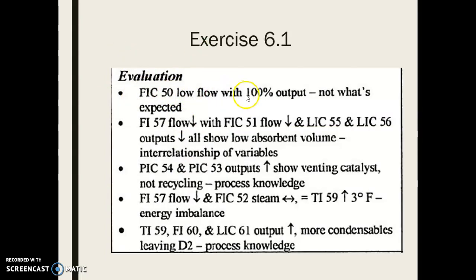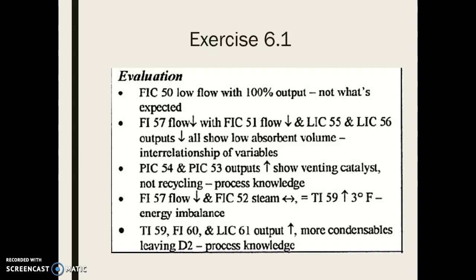FIC 50 is a low flow with 100% output, so that's not expected, right? If you have 100% output, the flow should be really high. It's just low. It's not reading accurately at all. FIC 51 flow is down, and both of the controller outputs are down. They show low absorbent volume. That's just an interrelationship of variables.